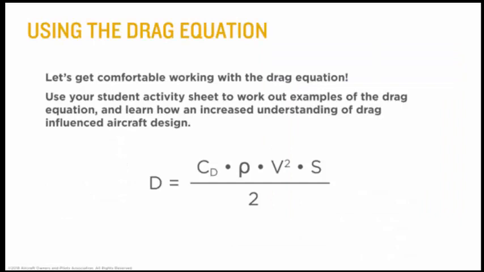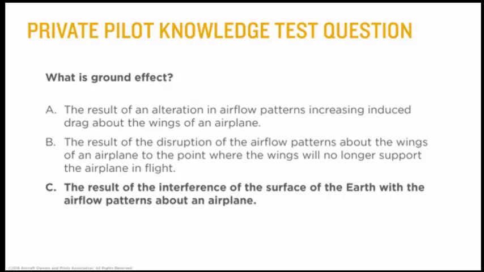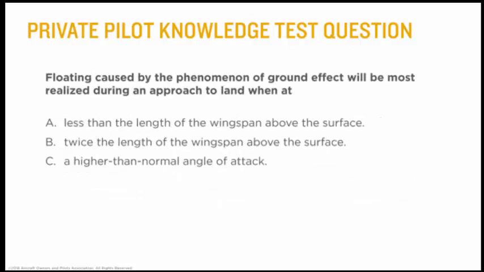Alright, so you're going to be doing student activity 2, so this is the formula you're going to want to use with student activity 2. Alright, so read these, pause it, and then we'll talk about the answer. Alright, so ground effect is the result of interference of the surface of the earth with the airflow patterns around the airplane. Alright, so read and pause this, and we will go over the answer.